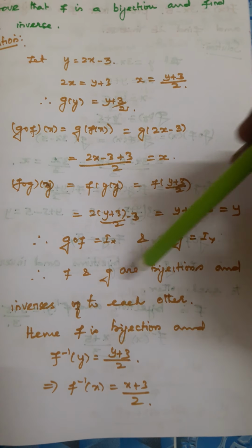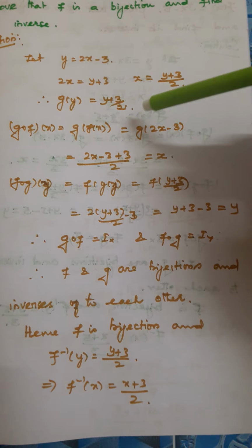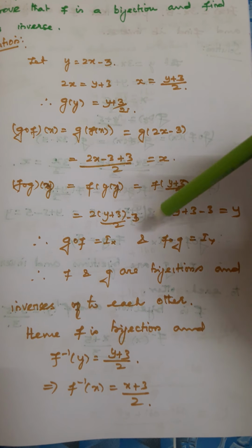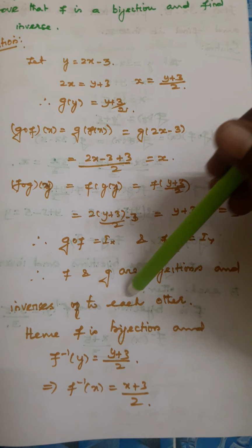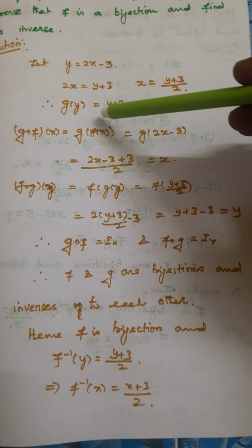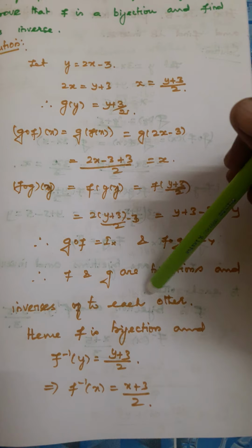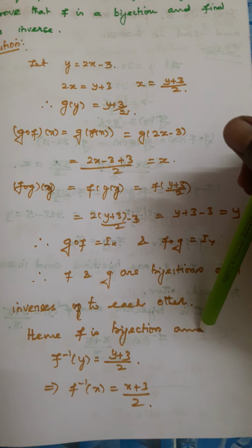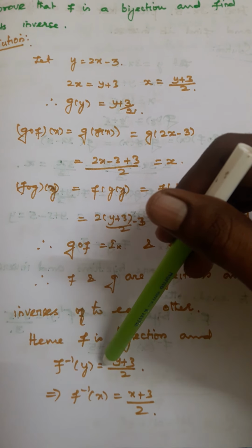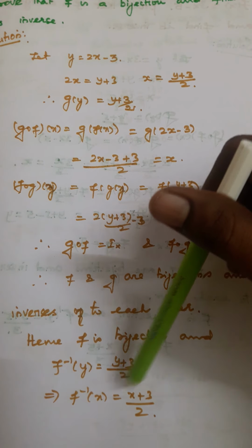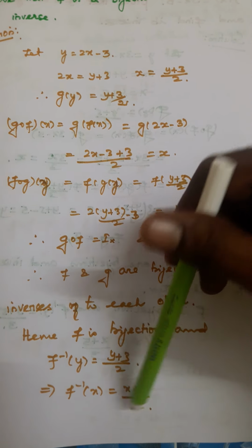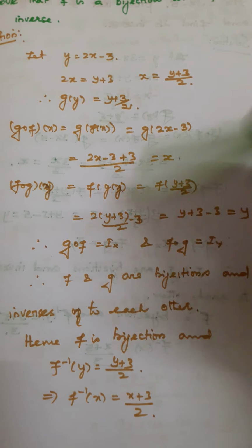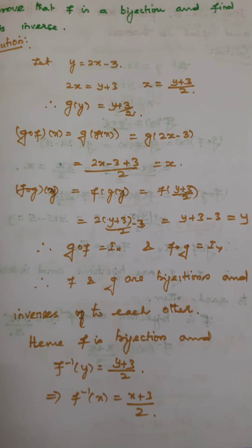Therefore f and g are bijections. That is, it satisfies both one-one and onto, and they are inverses of each other. So f is the inverse of g and g is the inverse of f. Hence f is a bijection, and f inverse of y equal to y plus 3 by 2, and f inverse of x is nothing but x plus 3 by 2. It is clear, y is replaced by x. It is a 5-mark question.